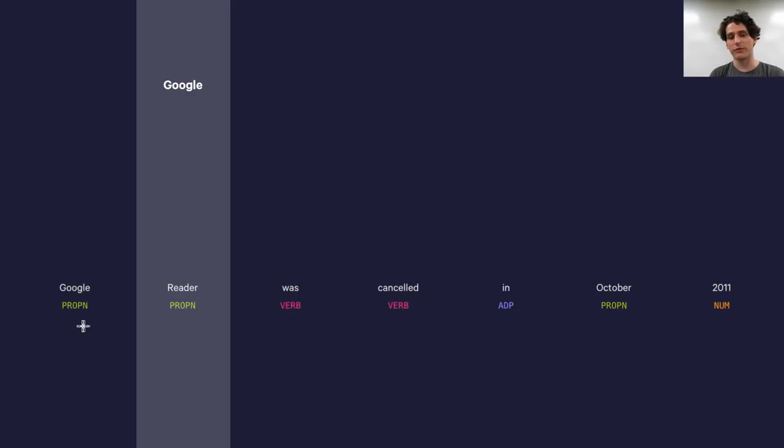Here we have Google on the stack, which we write up here, and the first word of the buffer is reader. Another action that we can take is to form a dependency arc between the word that's on top of the stack and the first word of the buffer. In this case, we want to attach Google as a child of reader, so we have an action that does that. And because we're building a tree, when we make an arc to Google, we know that we can pop it from the stack, because it can only have one head. It can only have one attachment point. It's not a different type of graph, and so we can do that and keep moving forward. So here's what that looks like. We add an arc and pop Google from the stack.